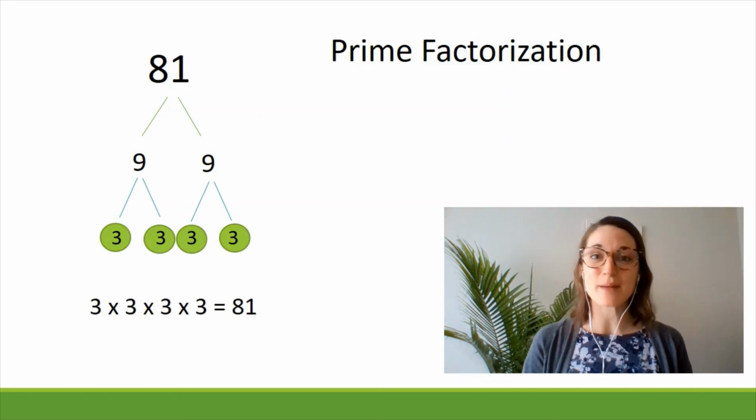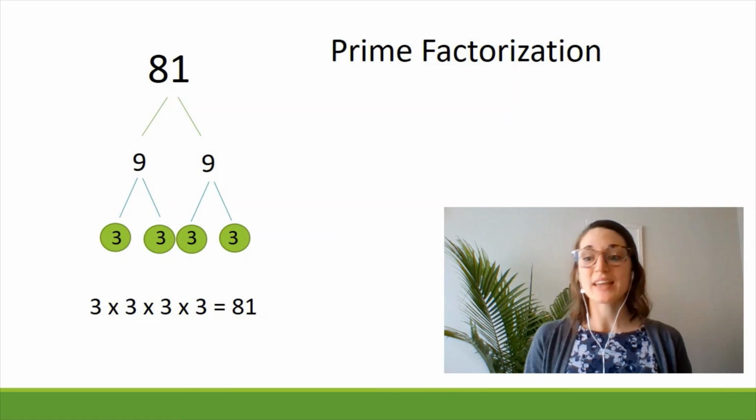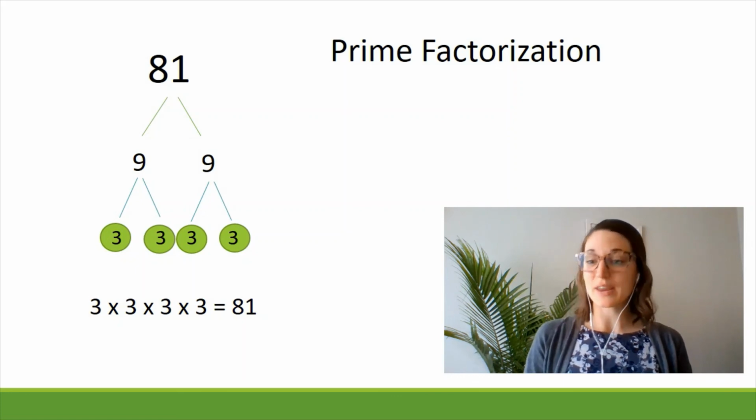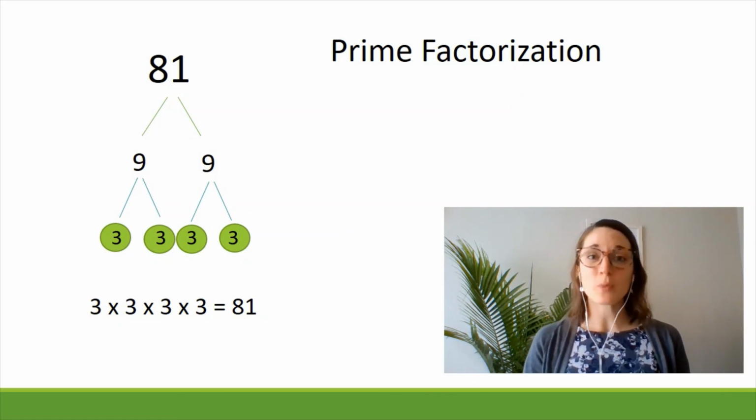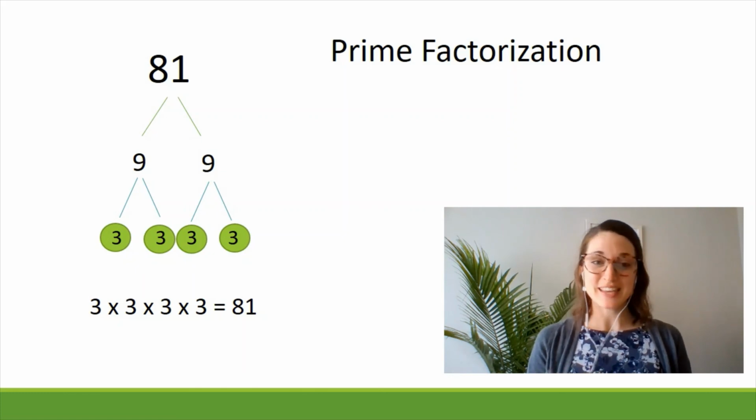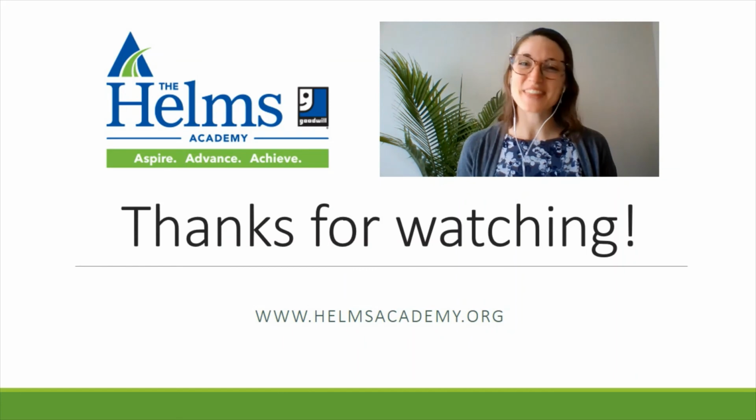Okay, now it's time to check. 3 times 3 times 3 times 3 is 81. We got all of the right prime factors. This is prime factorization.